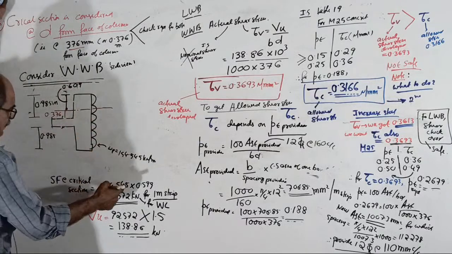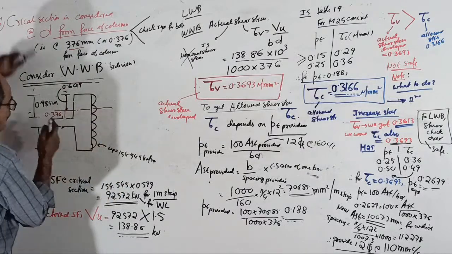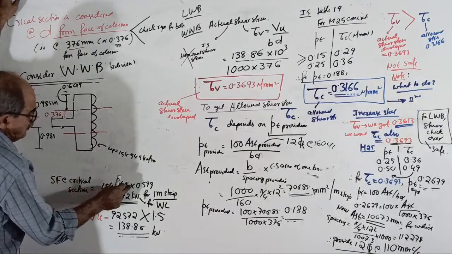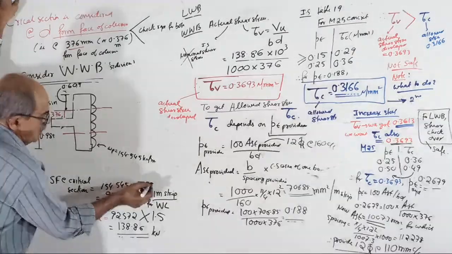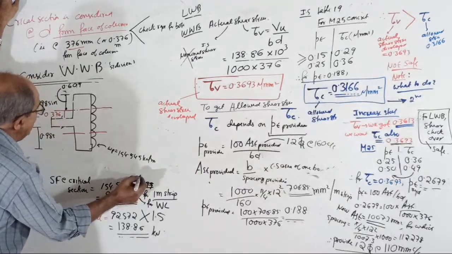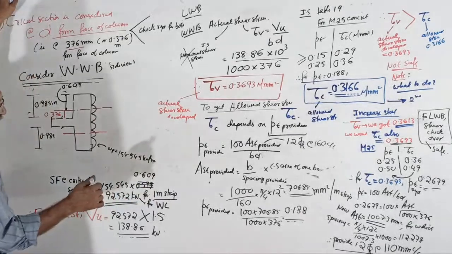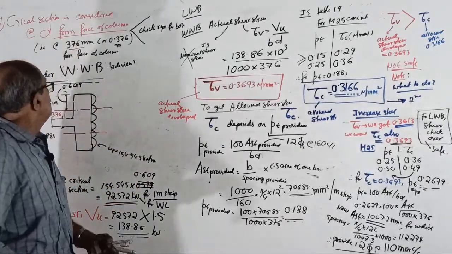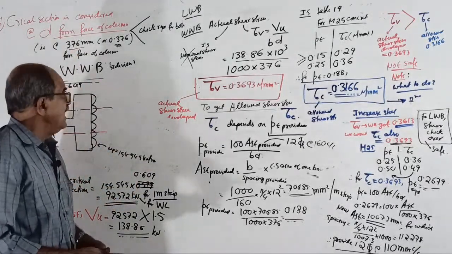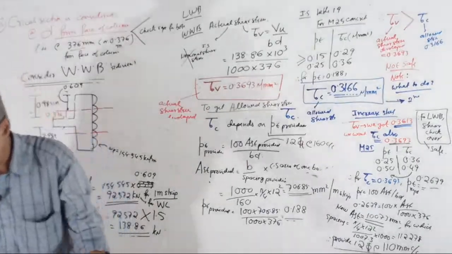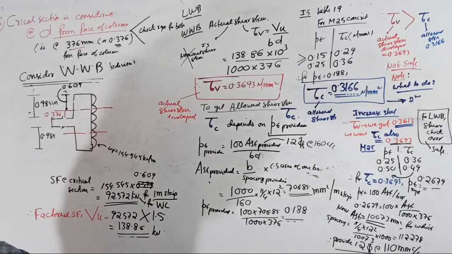Therefore shear force at one more section, the critical section, equals 154.545 into 0.609. Tell me, clear or not? It is not 0.599, it is 0.609. Tell me, clear? I will work it out.